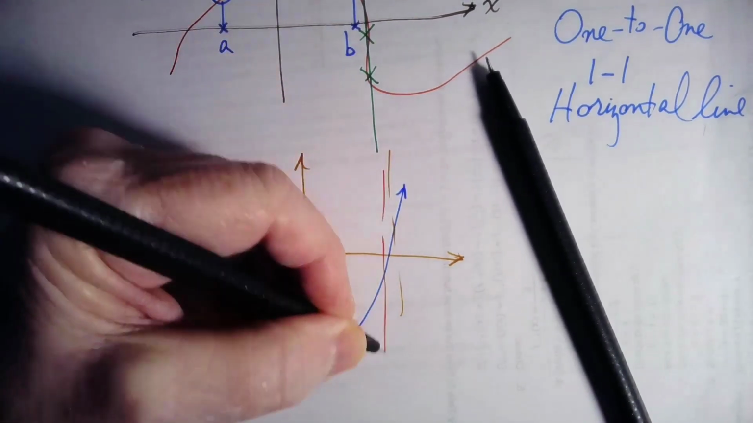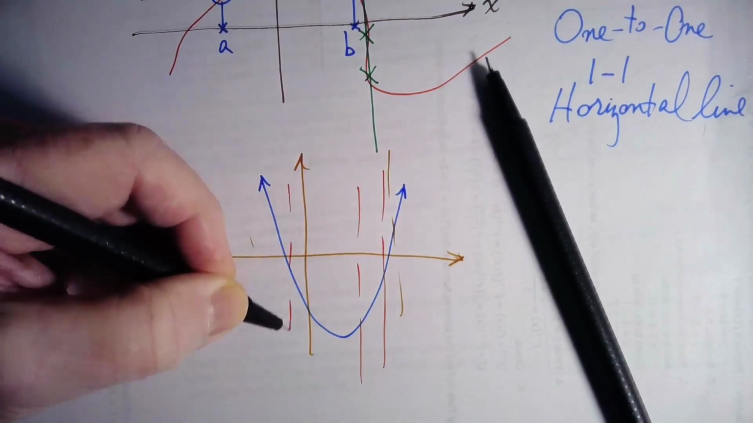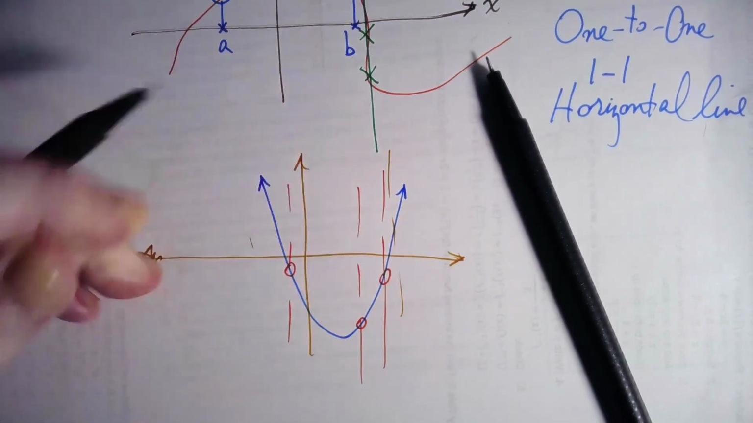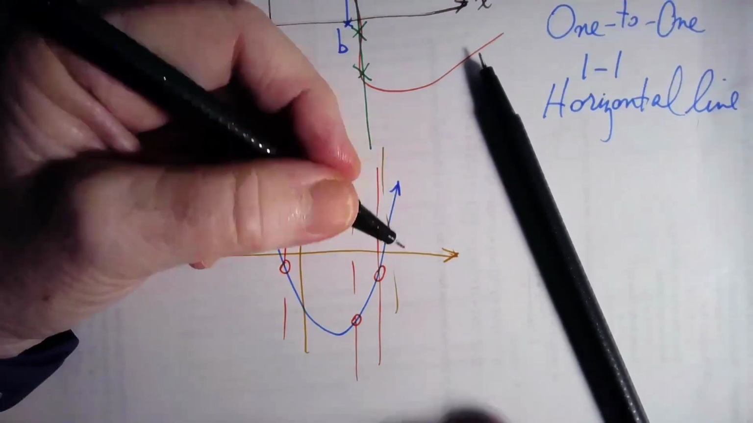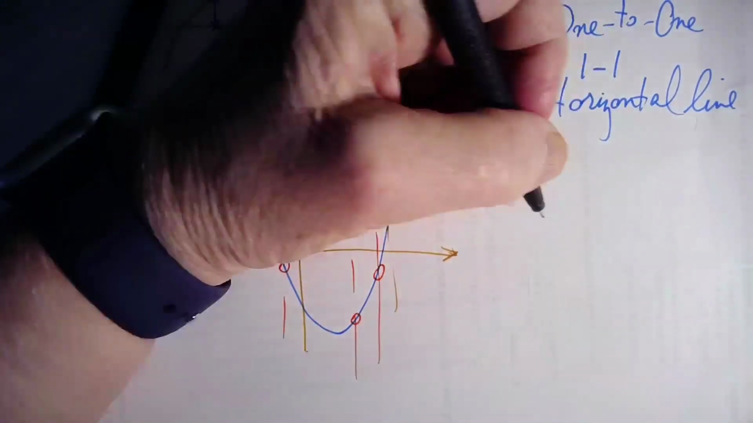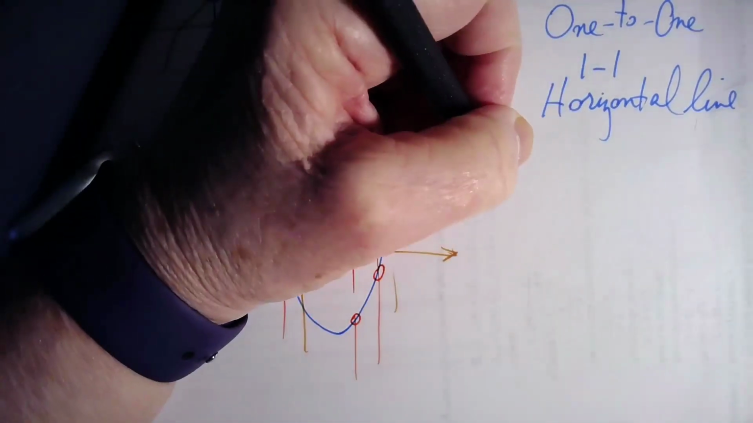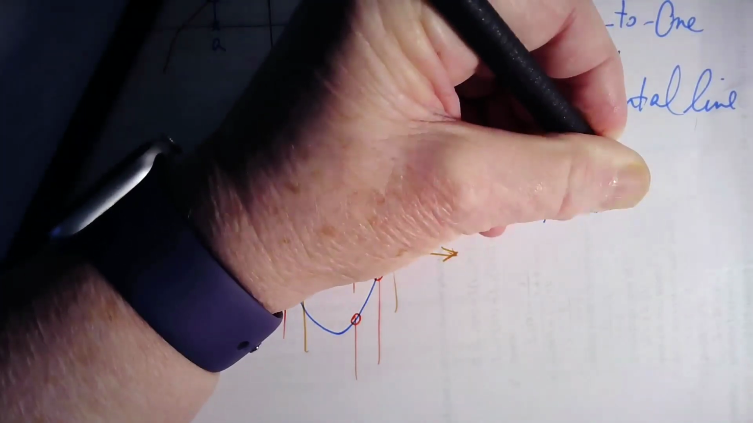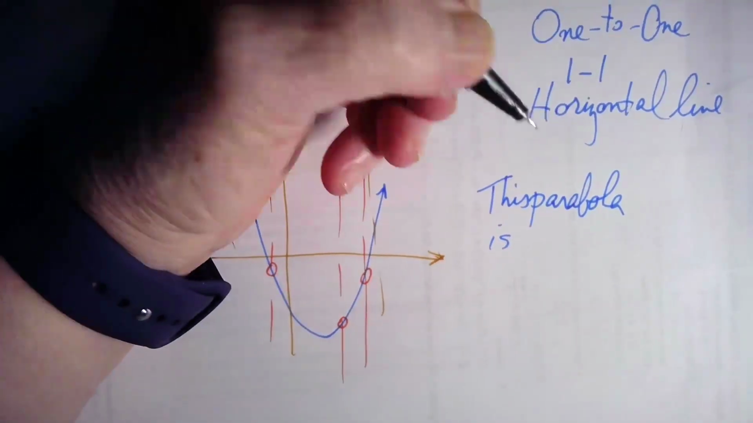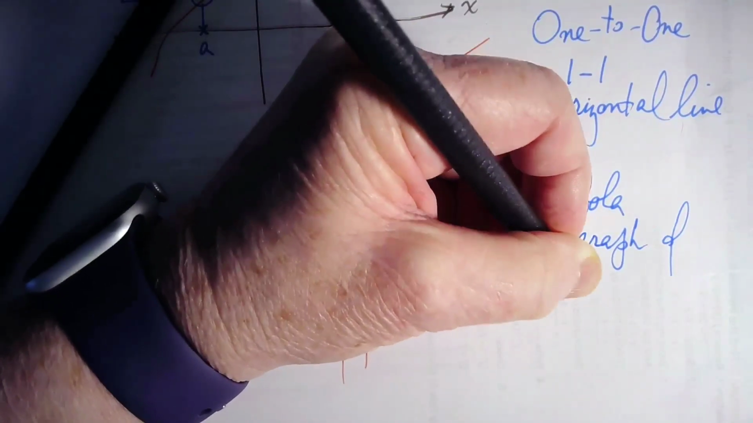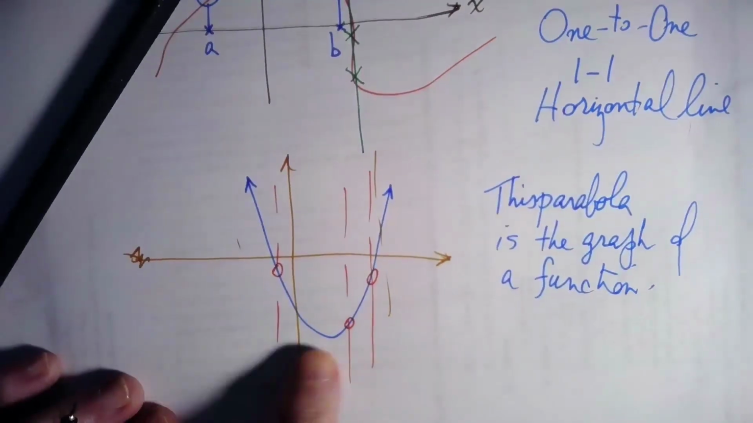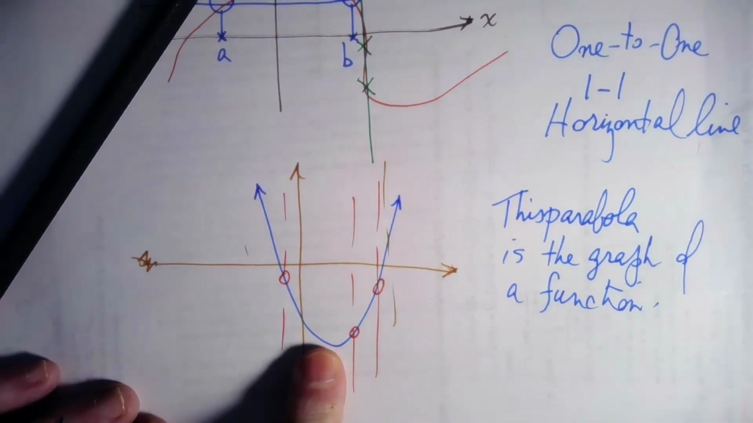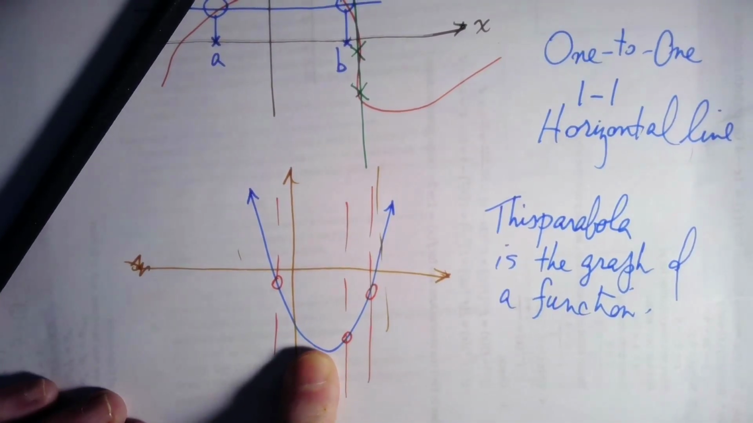So yes, any vertical line that we draw touches the graph one time only. So this blue graph, which is a parabola, is a function. Only functions can be one to one.